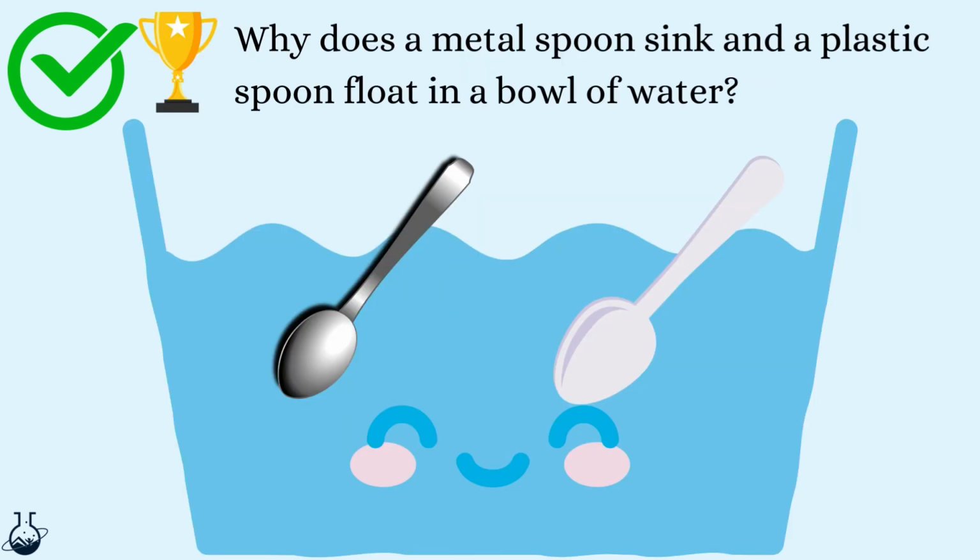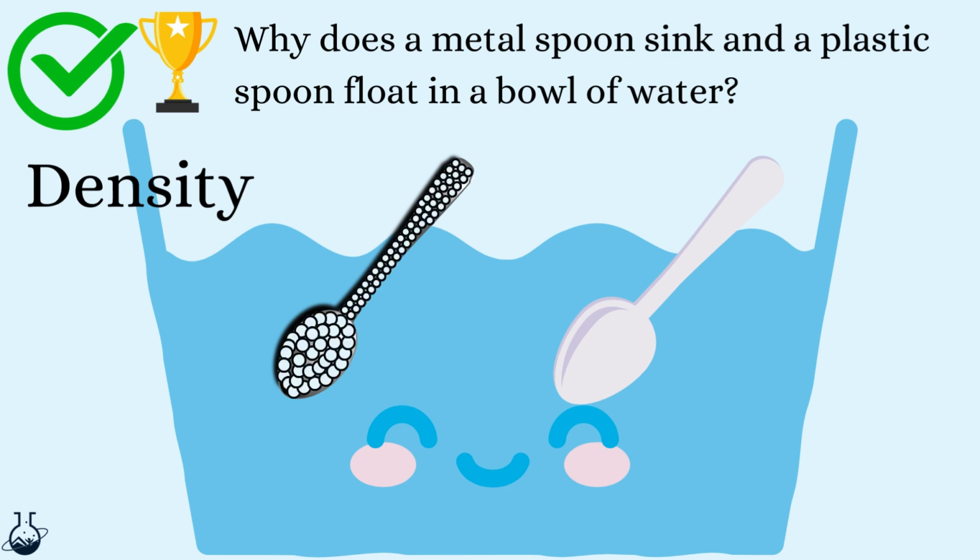Let's look at these two spoons again. As we saw earlier, our metal spoon sunk while the plastic one floated. The same object, but different behaviours. This all comes down to the density of an object. Density is described as the mass per unit volume, so this metal spoon has more mass in the same space than the plastic spoon, which has less mass in the same space.